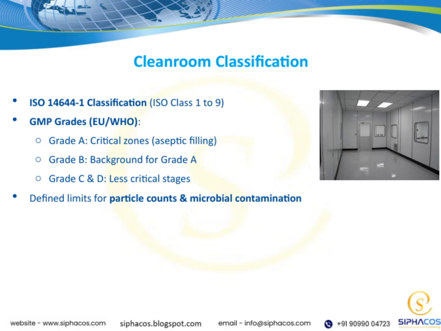Both the ISO classifications and GMP grades define specific limits for particle counts and microbial contamination. These limits are crucial because they set the standards to keep the environment safe and suitable for sensitive processes. So, understanding and properly implementing these classifications ensures we maintain the integrity and safety of our products, connecting directly to our overall goal of quality assurance.